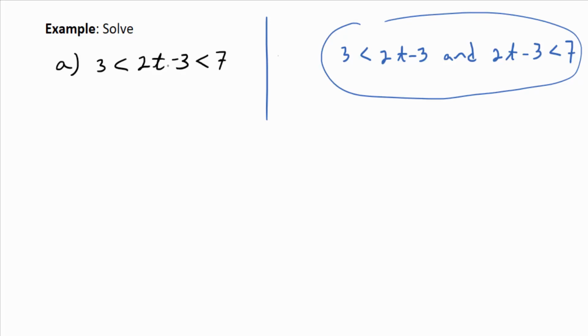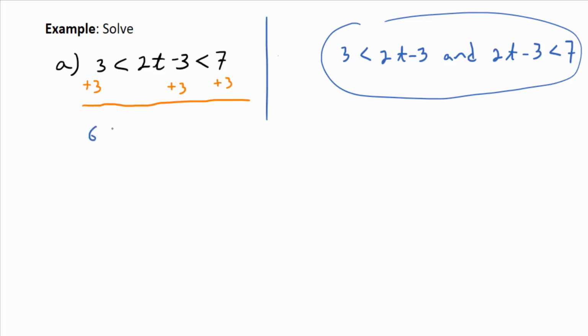I'm working towards isolating the t in the middle here, but I have to isolate the 2t first. So I'm going to add 3, right? But to balance it out, I have to add 3 over here and over here, because it's really a compound inequality. I really have two separate inequality statements I'm dealing with. So I have to add 3 on all sides. Does that make sense? What does that leave me with then, going from left to right when I do this addition?